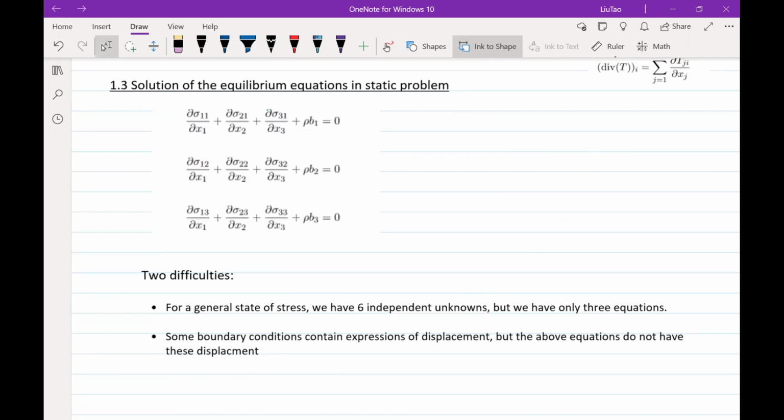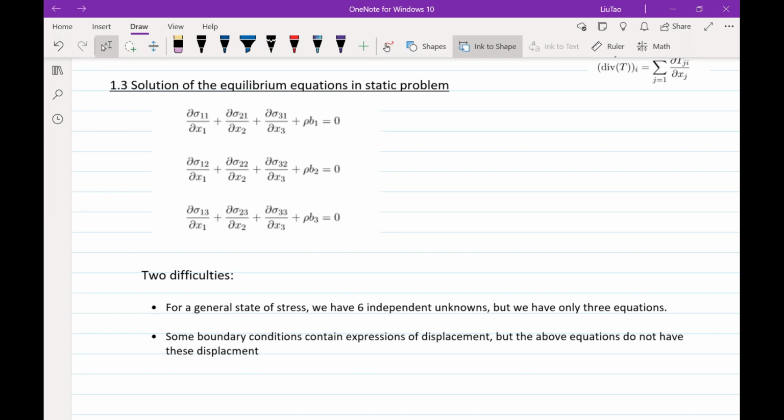For equilibrium equations in statics, acceleration is equal to 0. So the above equations can be simplified, and the right side of the above equations are all 0. If we take a look at these three equations of equilibrium, we can note that there are two difficulties associated with solving the equations. First, for a general state of stress, we have 6 independent unknowns, but we only have 3 equations here. Thus, it's a redundant system, and there are many solutions that satisfy these 3 equations.